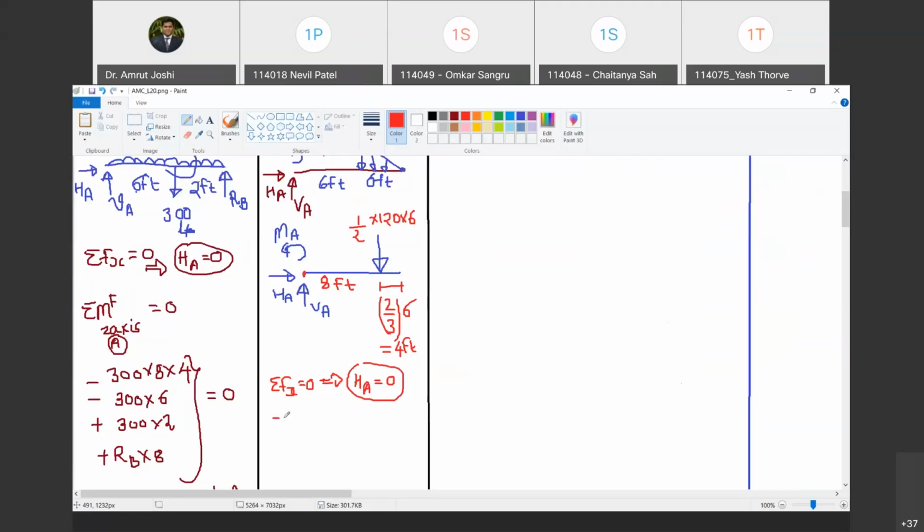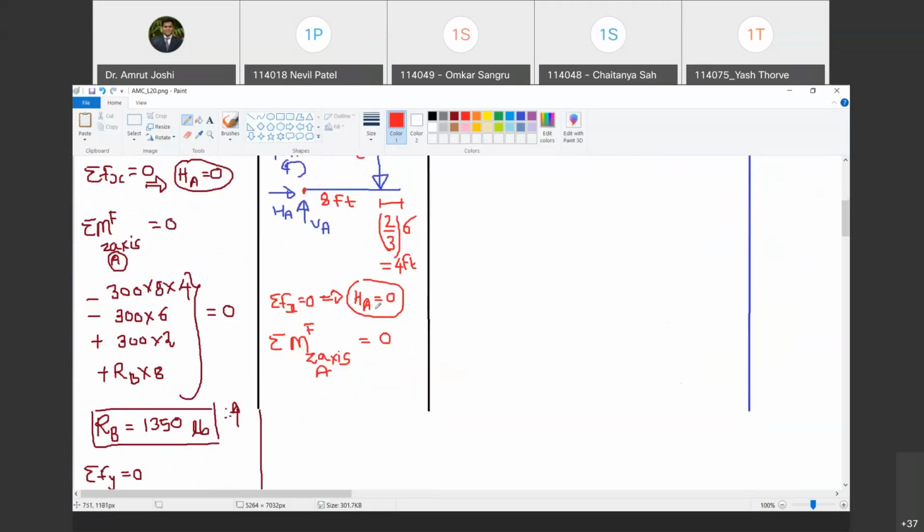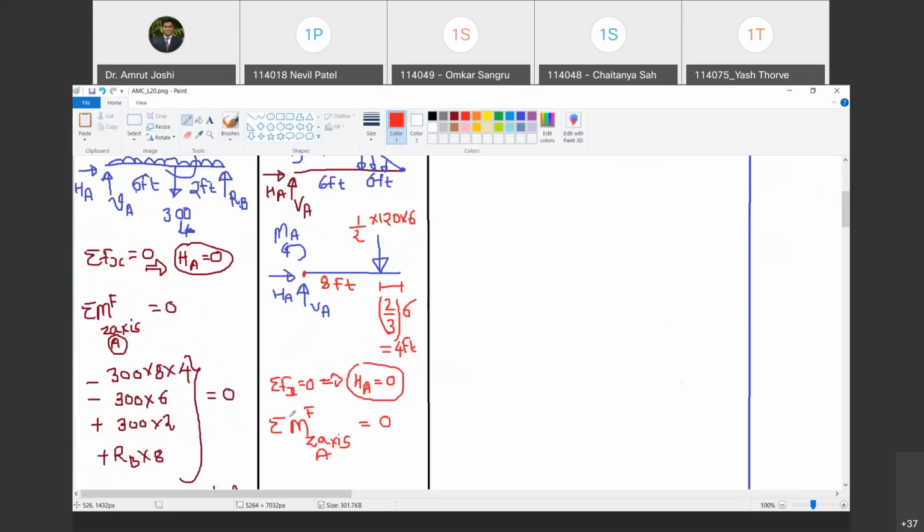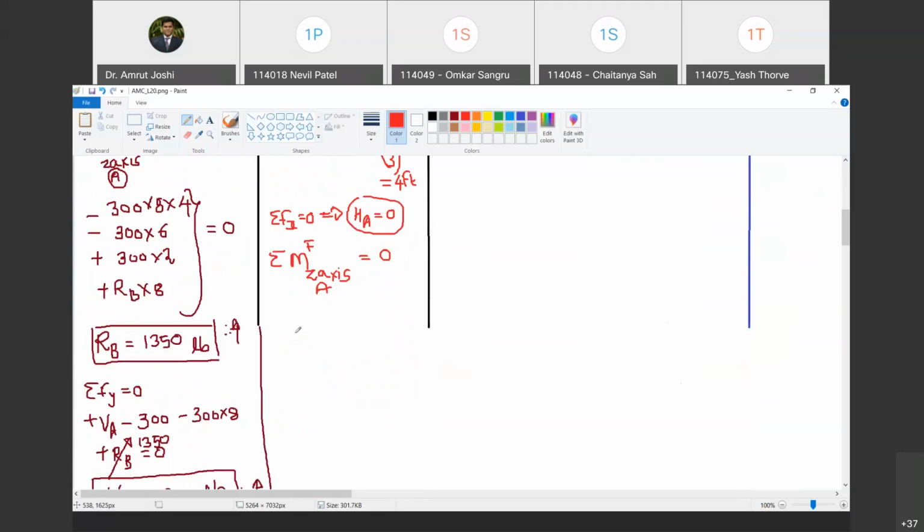Are you with me? Yes, sir. So the summation of moments of all the forces about the Z axis passing through A is equal to 0 is the equation that I am going to use. So tell me, what is the moment of HA and VA? Nothing. What is the moment of MA itself? It is MA itself and it is anti-clockwise. So I am going to take it as positive.